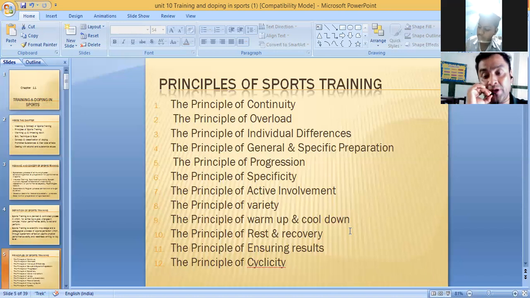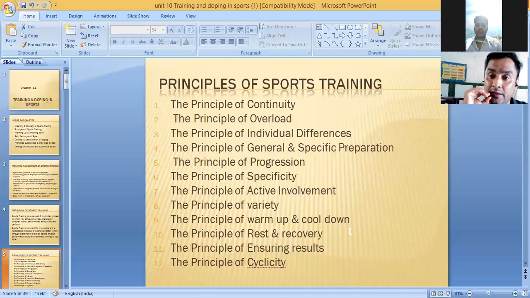The principle of ensuring results. When you do something, if you are doing training for something, you must ensure that you will achieve the results. That's why you must set the target within your limits. So you have to set small targets. For example, if you want to take part in the national games, what you have to do? First of all, you have to focus on the class matches or inter-school matches.